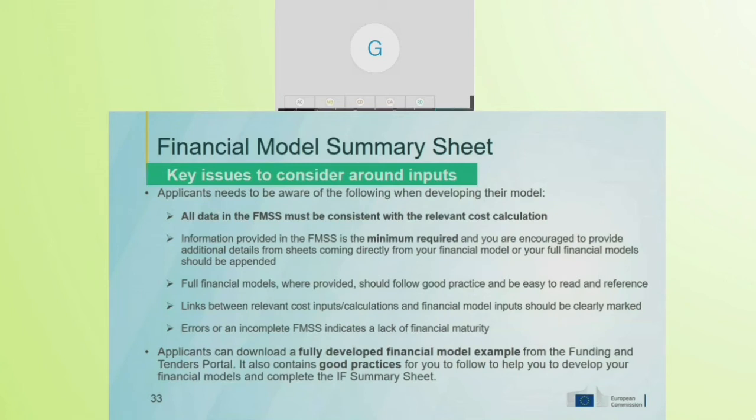You can download the fully developed financial model example as well. There's an example which relates to an energy funding project on an accepted, standardized, open source style financial model spreadsheet. You can look at this, download it as an example of what a project financial model might look like. Next slide, please.